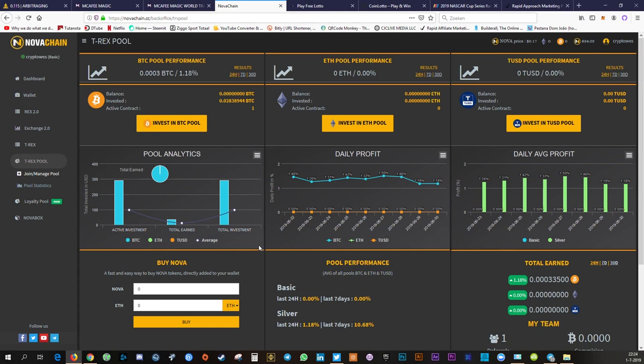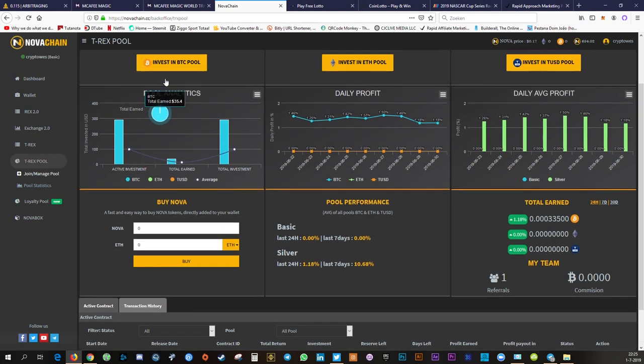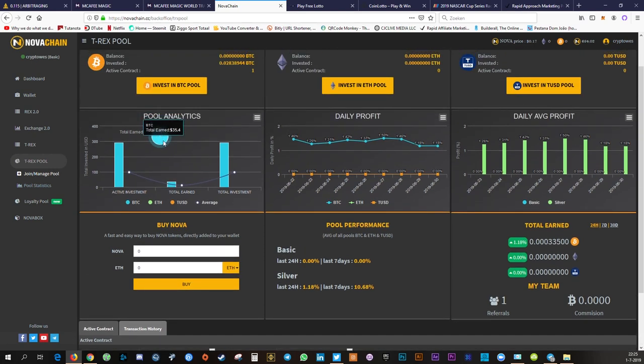Over here, this is my investment. So I did enter the silver plan for BTC, and it's a 30-day plan. So over here, I have 21 days left. So I'm 9 days in the T-Rex pool at the moment. I started off with the amount of, let's say 0.028389 BTC, and it is equivalent to about $250, something like that. Our active investment 292, what it is at this moment, and this is what I have earned so far. So that's pretty good for only 9 days.